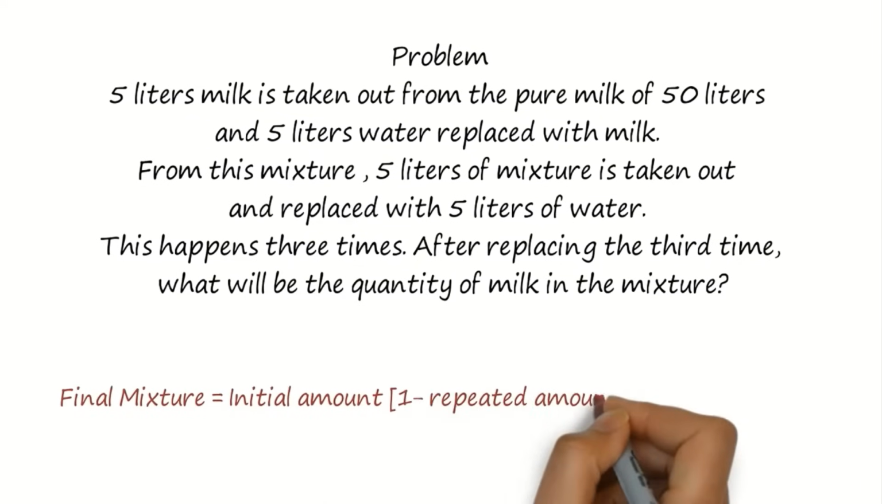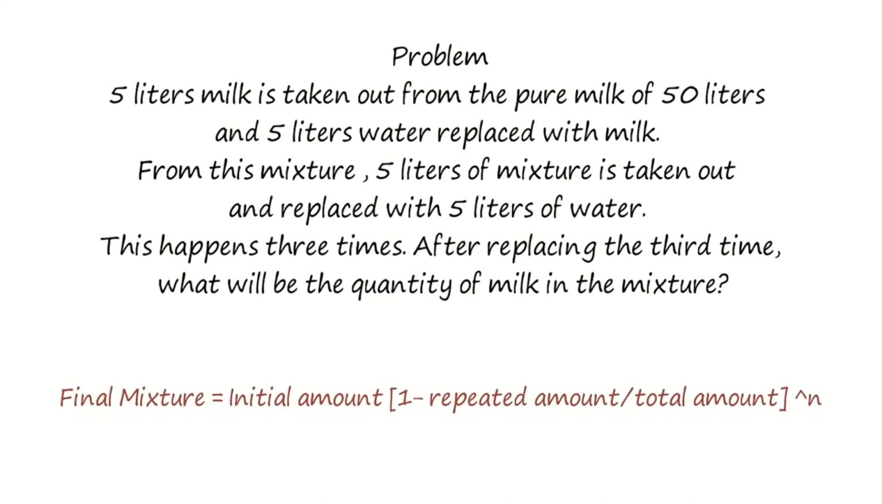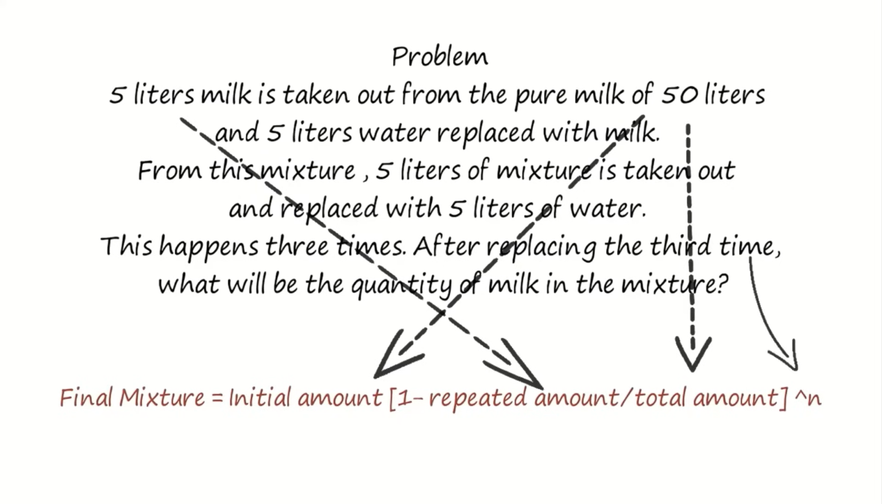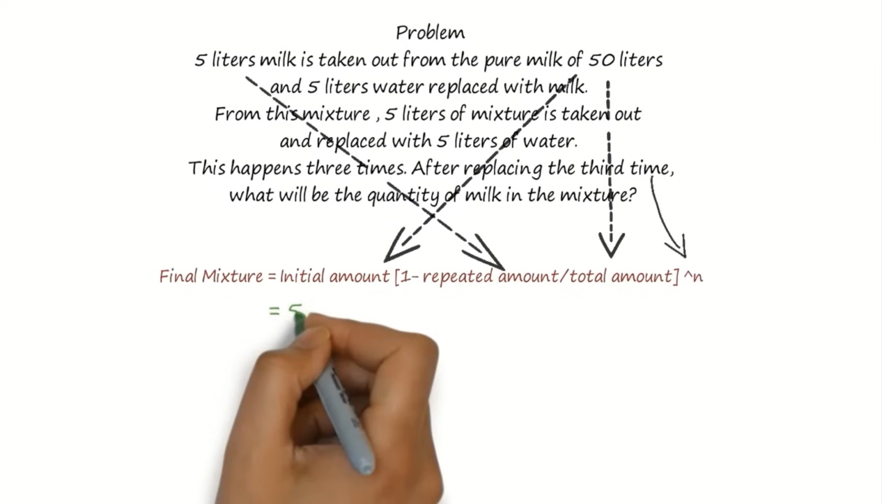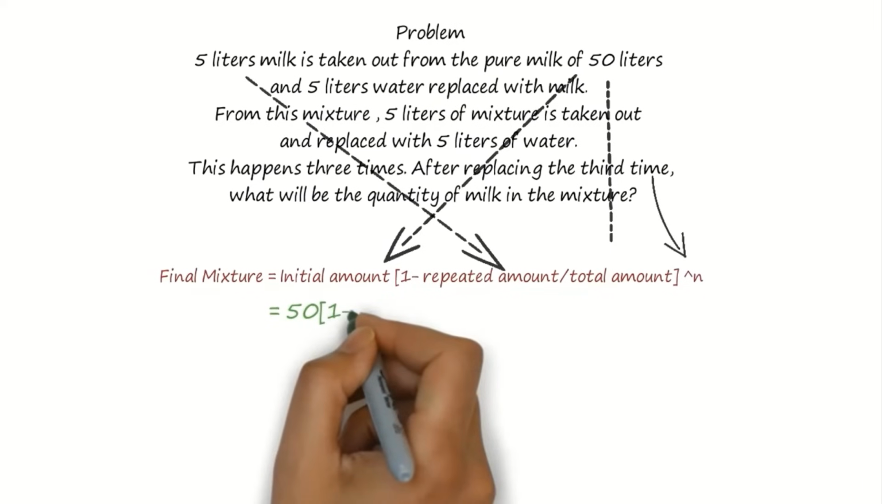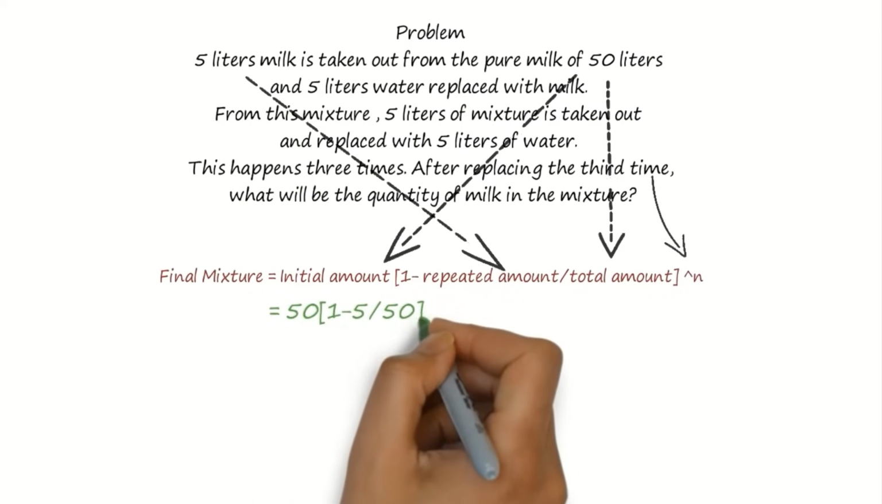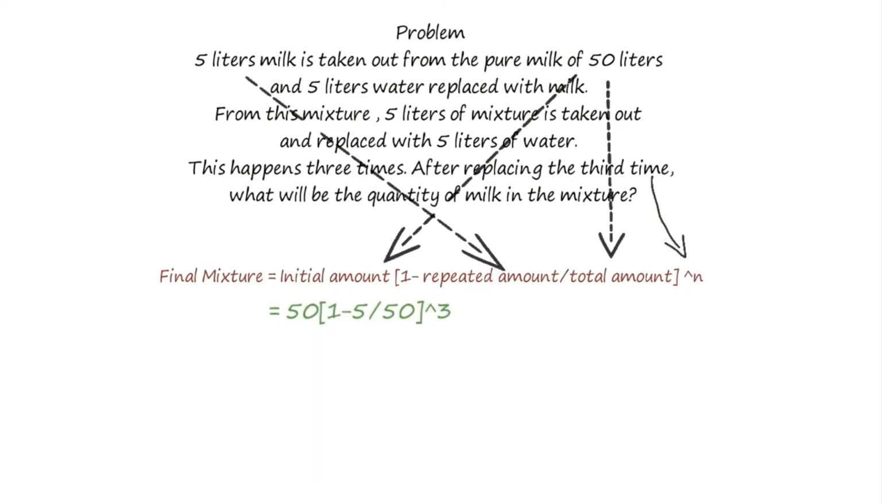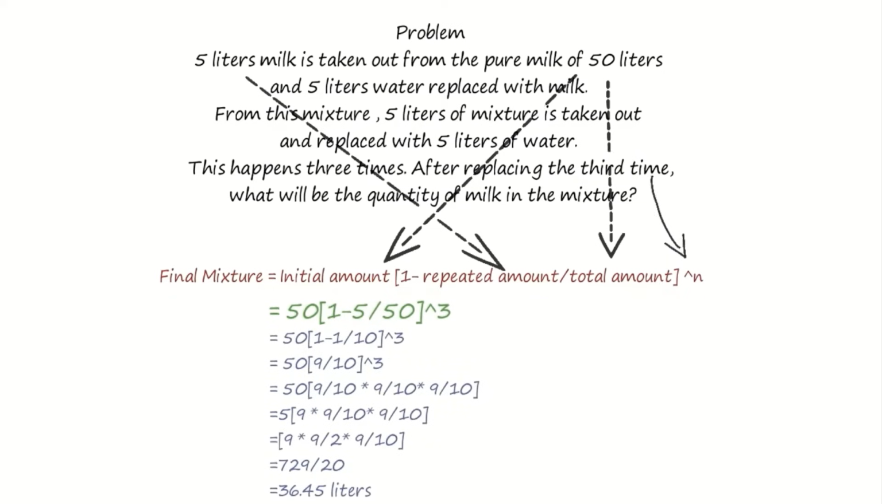So from the given problem, we can identify that the 50 liters of pure milk is the initial amount. 5 liters of milk is taken out and filled with 5 liters of water, which is the repeated amount, and this phenomenon is repeated thrice. So n in the formula is 3. So we can calculate it as 50 into (1 minus 5 by 50) to the power 3, which gives the answer as 36.45 liters. That is the final or reduced amount.